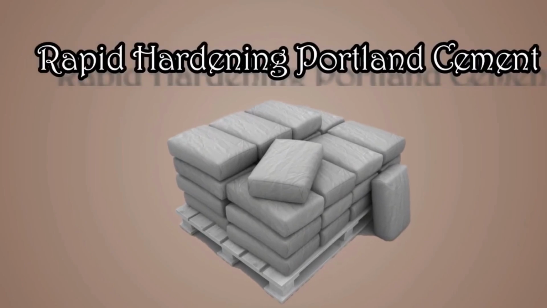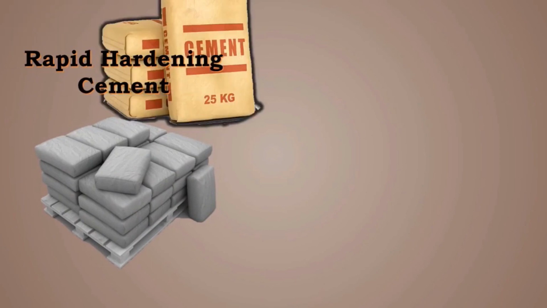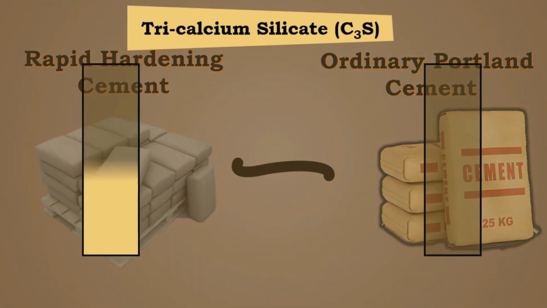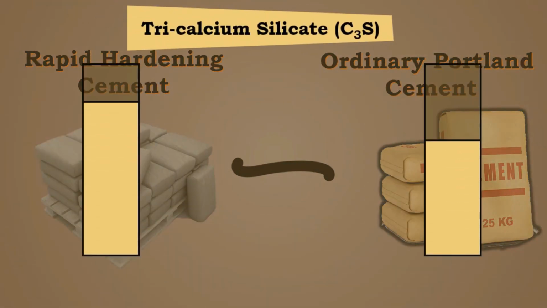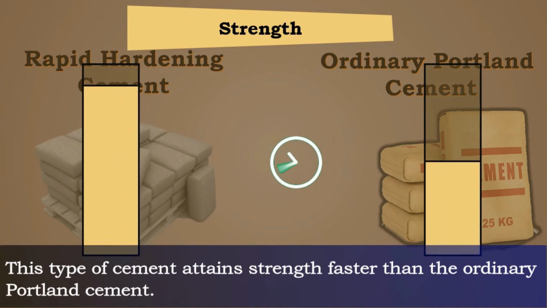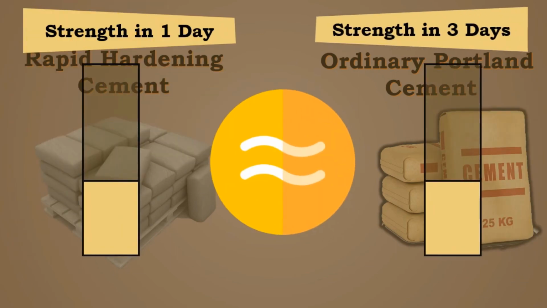Rapid hardening Portland cement. Rapid hardening cement is manufactured similar to ordinary Portland cement but contains high tricalcium silicate, that is C3S content, and finer grinding is done for this cement. This type of cement attains strength faster than the ordinary Portland cement. That is, this type of cement attains the 3 days strength of ordinary cement in 1 day.